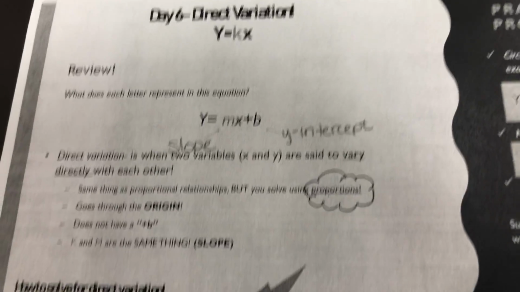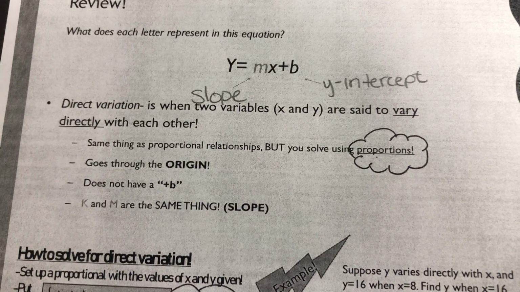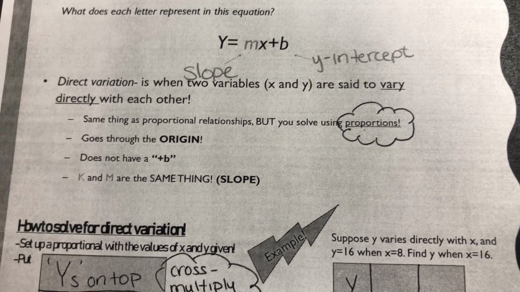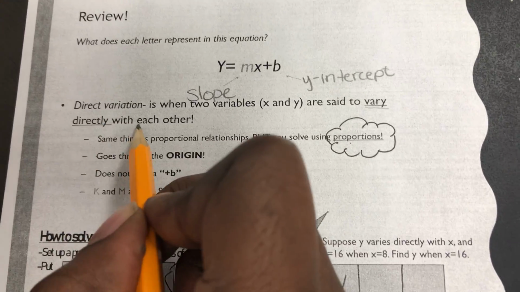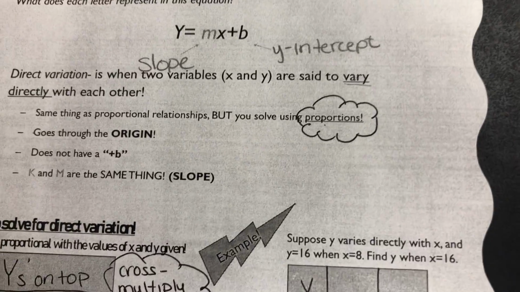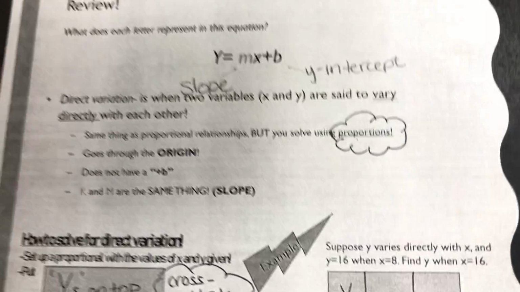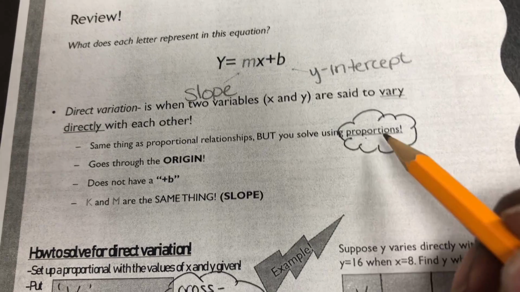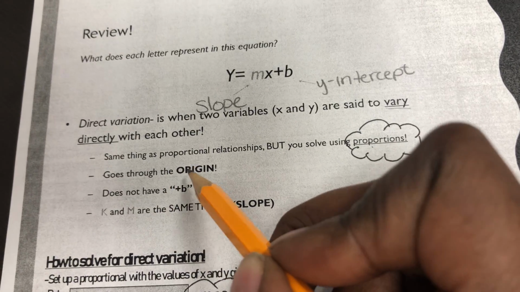Now let's go back into direct variation. Here's the title and definition for it. Direct variation is when two variables are said to vary directly with each other. A lot of the times in these problems, it's going to say vary directly with whatever, like y varies directly with x. Like we said, it's the same thing as proportional relationships, but for the most part you're going to be solving using proportions. Just like with proportional relationships, direct variation always has to go through the origin.